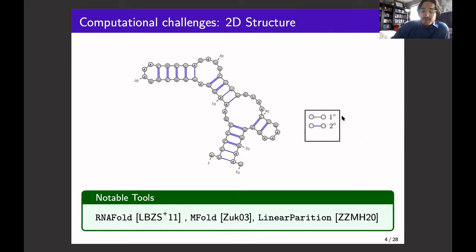So obviously, many of you know that understanding the interactions that form a 3D structure is a key challenge in the field. It started by trying to predict the 2D structure, what we call the set of canonical base pairs. So this is an example of a 2D structure. Given a sequence, we have many notable tools that can do this quite efficiently.